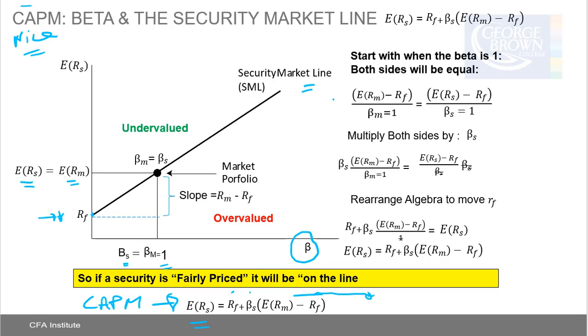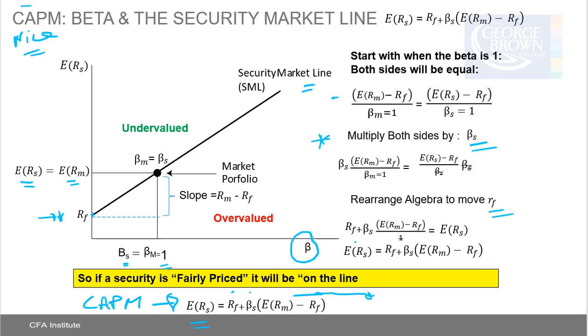So we could write the formula: expected return of the market minus the risk-free, at that point is also equal to the expected return of the stock minus the risk-free, divided by the beta of the market or the stock, they're both 1. So what we could do here is multiply both sides by the beta for the stock. On the left-hand side, we've got the beta of the stock times that formula. On the right-hand side, we've got the formula times the beta of the stock. So we can scratch it out using the algebra. We rearranged the algebra to move the risk-free.